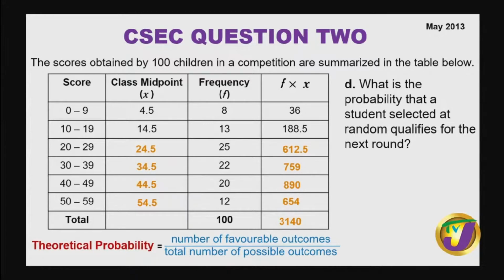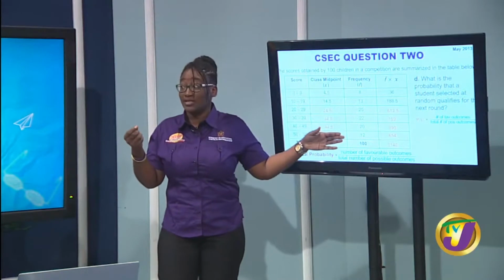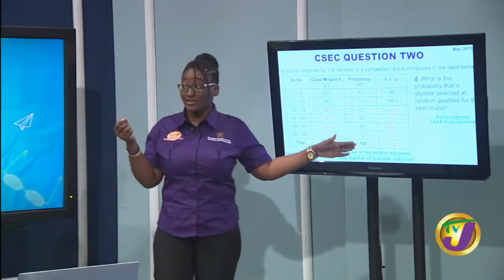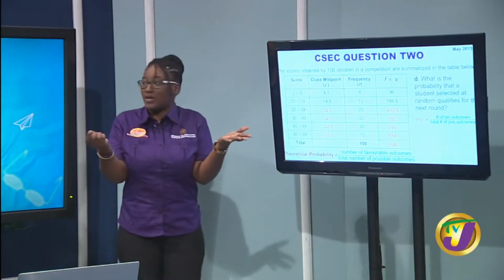Right. And the total number of possible outcomes. Not the students in your class or in your community. How many students or children participated in this? The 100 children in the question. That's right. And you know, Latoya, this is an error that our students make a lot. When they see probability, they go to the table and get the 32, but they just drop it on the paper like that.